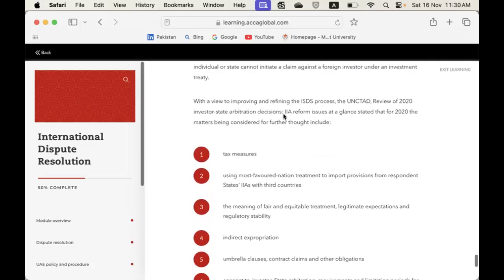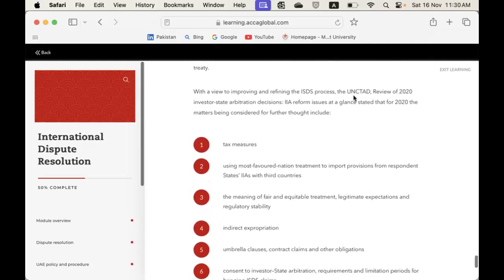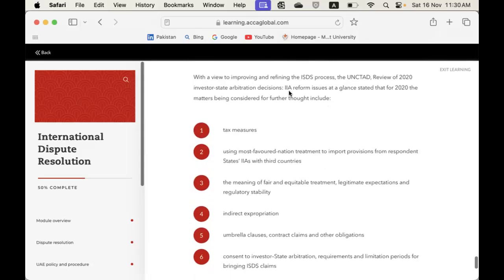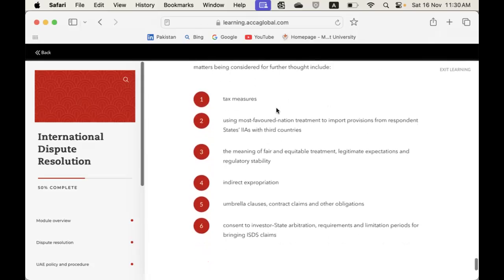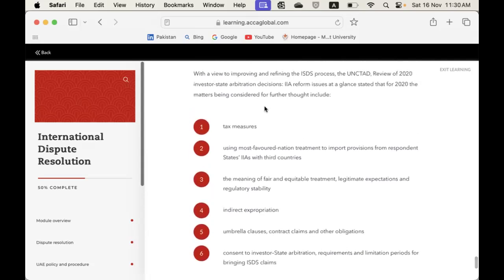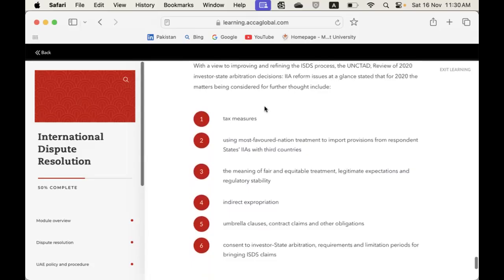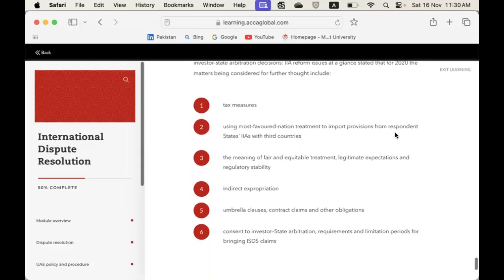With a view to improving and refining the ISDS process, the UNCTAD review of 2020 investor state arbitration decisions, IIA reform issues at a glance, stated that the matters being considered for 2020 further include tax matters. So these are basically further considerations to investment dispute resolutions. What are these? The biggest one, tax measures. Using most favored nation treatment to import provisions from respondent states' IIAs with third countries.